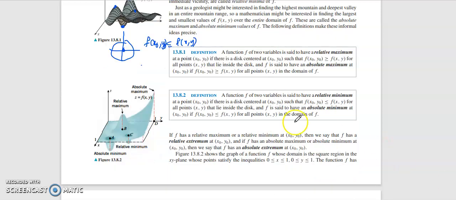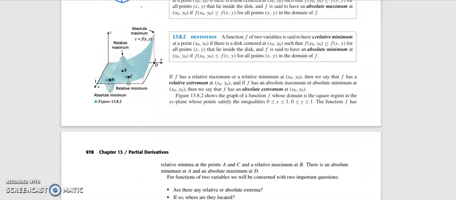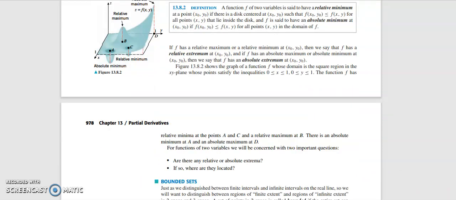Then collectively they are called the relative extrema or absolute extrema. So a function is said to have a relative extrema at x0 y0 if f has a relative maxima or relative minima at x0 y0. Extrema means it can be either a maximum or a minimum. And absolute extrema means it has either an absolute maximum or absolute minimum. So that is how we define maxima and minima.